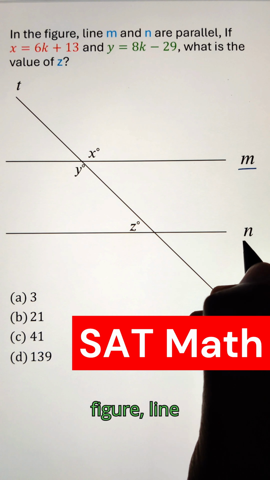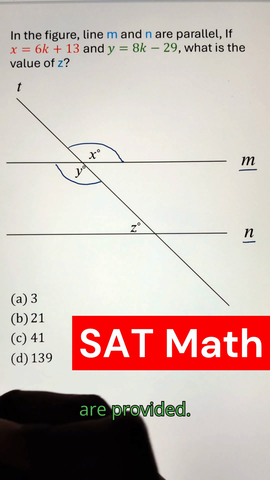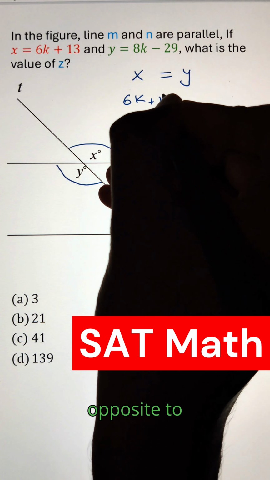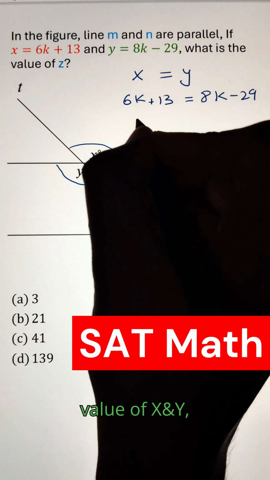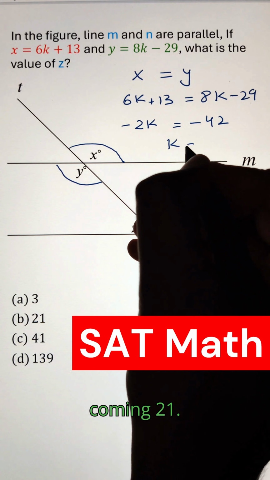For the given figure, lines M and N are parallel and values of x and y are provided. In order to find angle Z, we know that the angles opposite to each other of the intersecting lines are equal. Equating the values of x and y, we can solve for k, that is coming to 21.